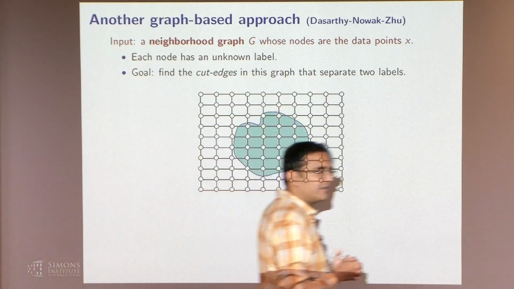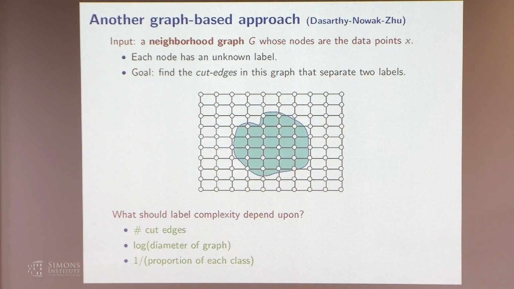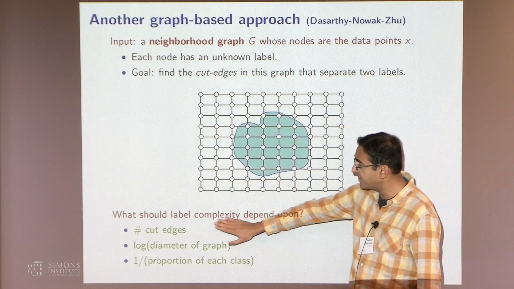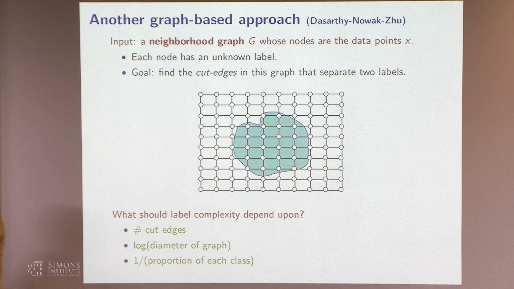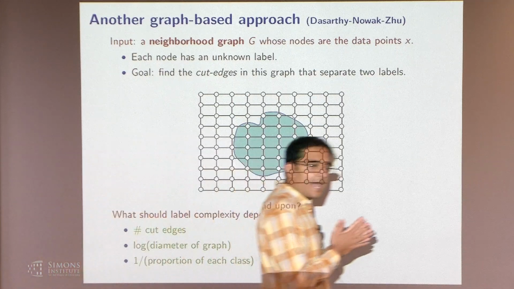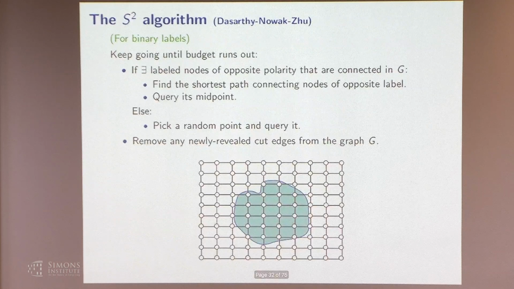So it seems like a method like this would have a label complexity that depends on the number of cut edges, the log of the diameter of the graph, and, in order for this random sampling to work, the proportion of each class. And it's sort of clear that something like this would be sufficient. So let me tell you what the method is. It's a very nice method.